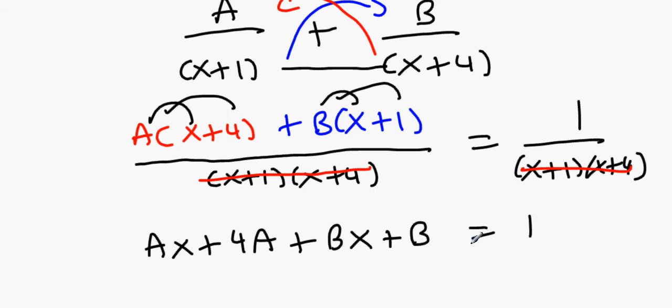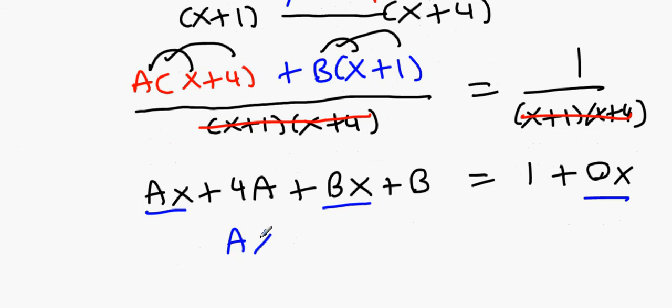Okay. And what we need to do, we notice that some of these have x's in them. But there's no x's over the other side, so that's actually going to be 0x, because 1 is the same as 1 plus 0x. So what we need to do is group them together. So we have ax plus bx equals 0x. This means that the numbers that come in front of the x's when added together must equal 0. So we can just get rid of the x's, and what we have here is a plus b equals 0.